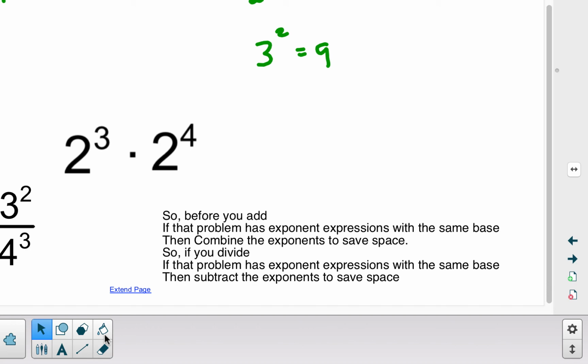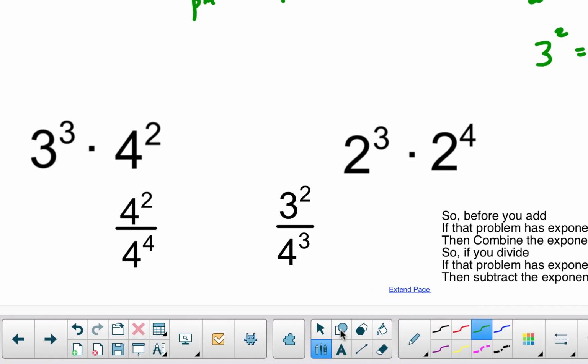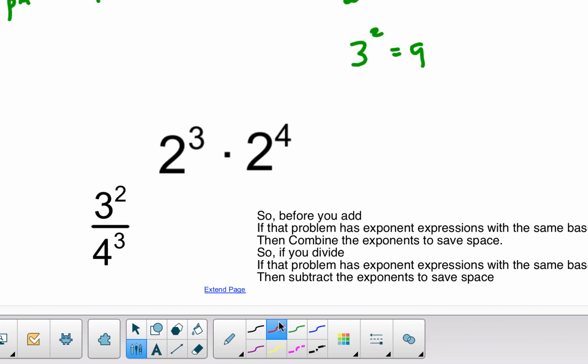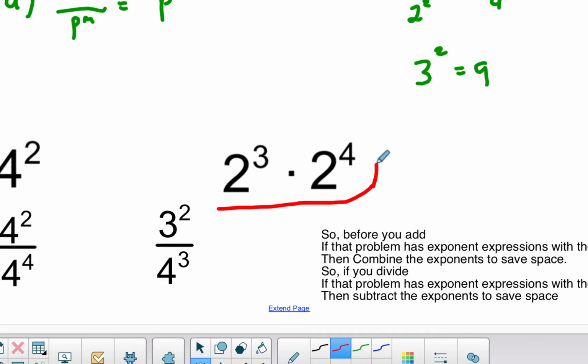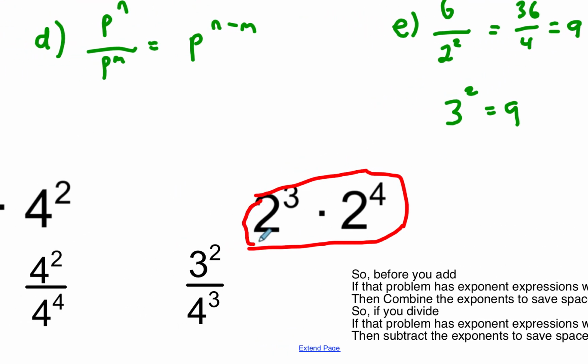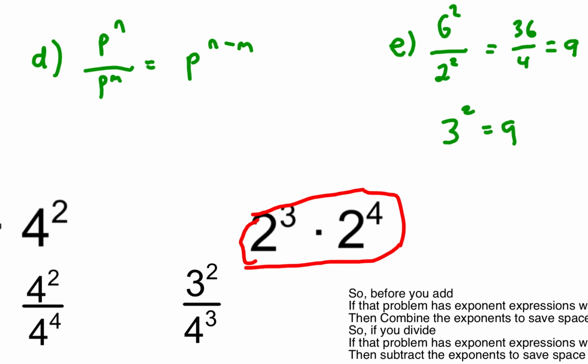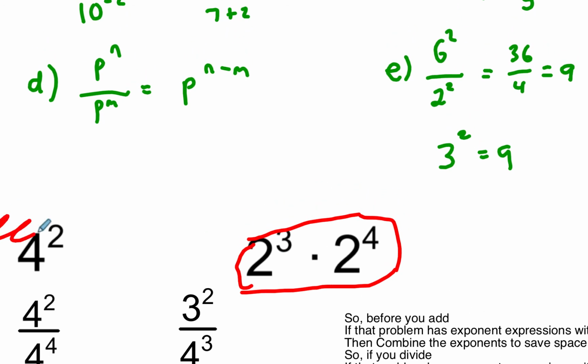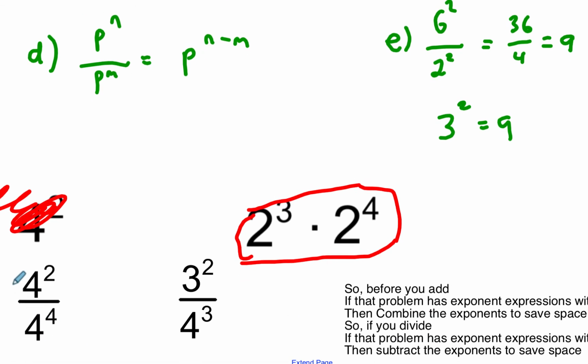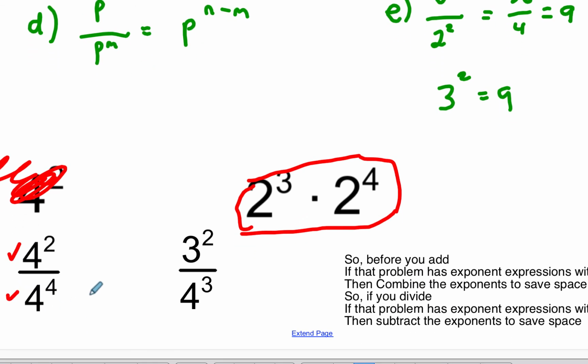So before you add, if that problem has exponent expressions with the same base, then combine the exponents to save space. That's this one right here. The base is the same. This one right here, the bases aren't the same. It won't work. So if you divide, if that problem has exponent expressions with the same base, then subtract the exponents to save space.